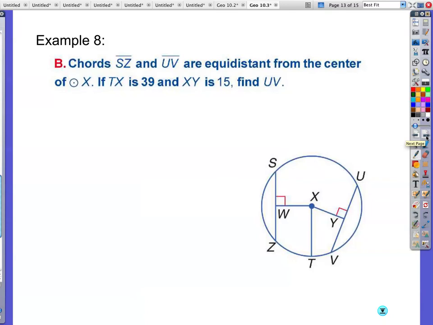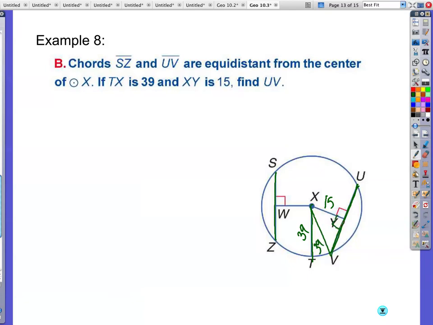And example 8. Chords SZ and UV are equal distance from the center, which means this one is congruent to this one. I'm just going to mark them on there. They're both green. TX is 39. So there's my 39 for my radius. XY is 15. Okay, and I need to find UV. I need to find how far it is from here to here. Well, guess what? I'm going to take my radius and move it over here. I didn't really move it, I'm just creating a new one.